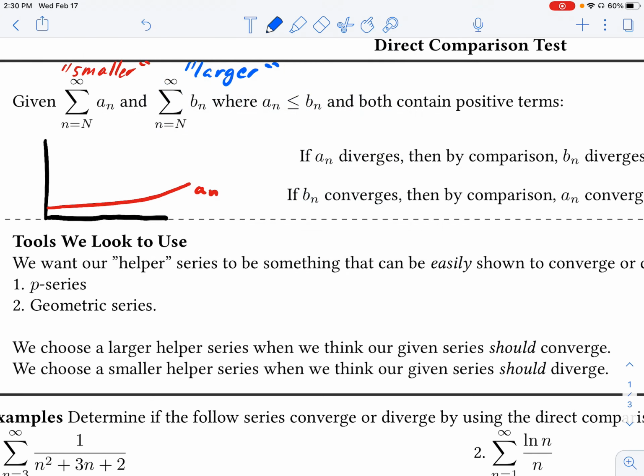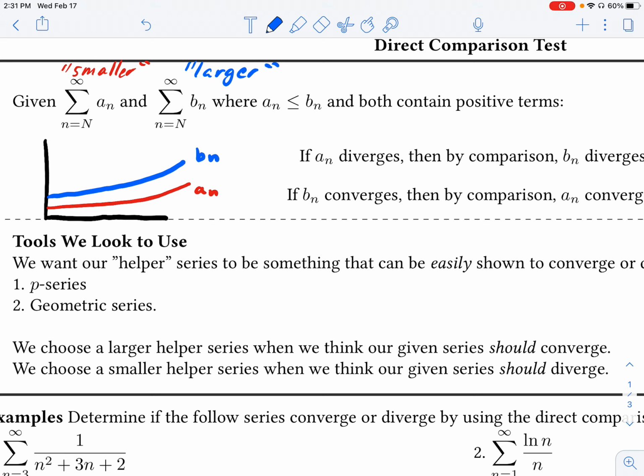And before I draw B sub n, let's just think about this for a second. If B sub n is the larger series, and you know that every term in A sub n is less than or equal to every term in B sub n, if your smaller series is diverging, then you have no choice. B sub n has no choice but to also diverge. B sub n can't suddenly converge because that would mean that those terms are getting smaller when that's not happening with A sub n.